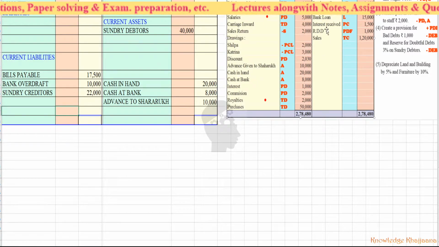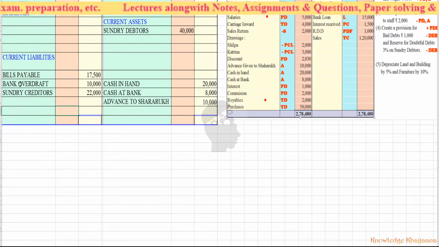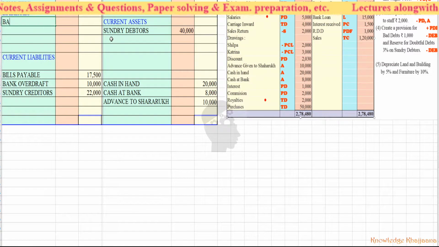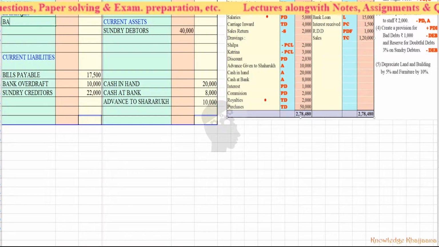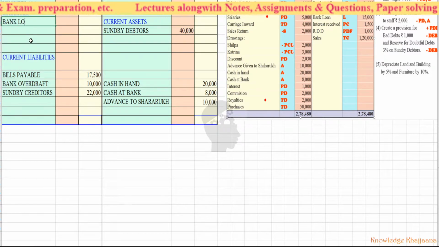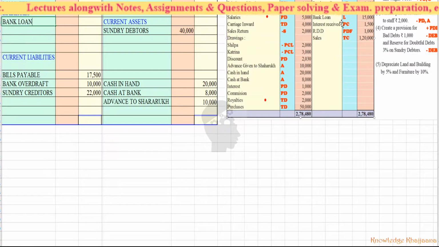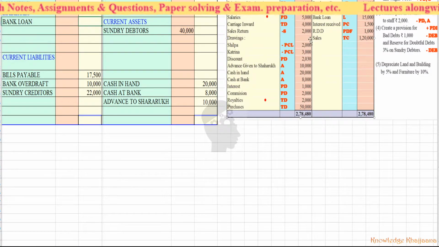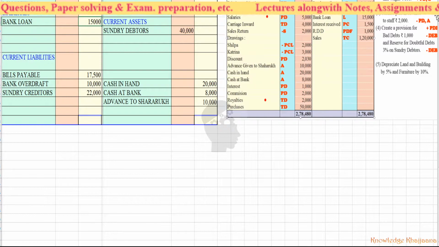Then bank loan. Bank loan is maybe a long-term loan. So we have to write over here in the category of long-term liabilities. Bank loan of amount rupees 15,000. There is no adjustment, so write in the outer column.